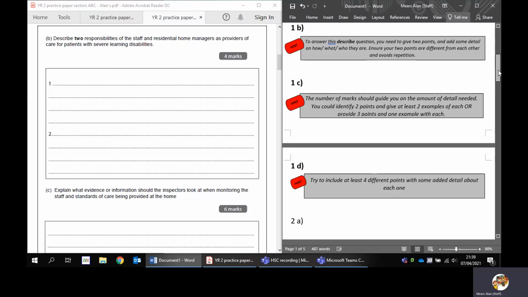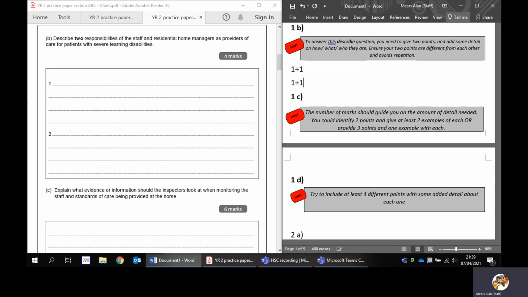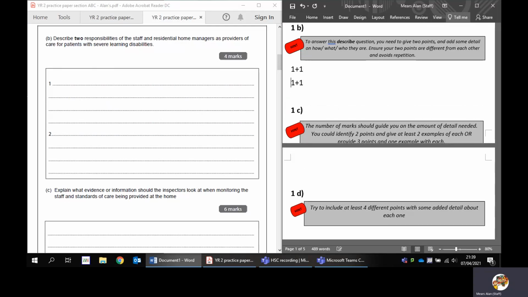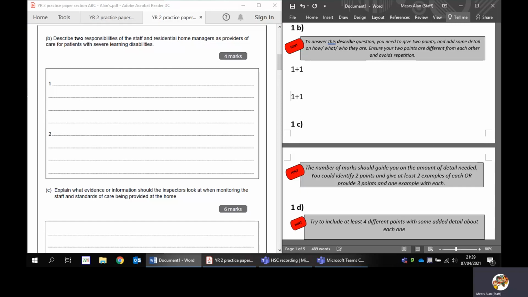Now with a 4 mark question like this, it's almost like a 1 + 1, but we're doing that twice. So it's like 1 + 1 and then 1 + 1. We need to give our points. So for our first 1 + 1, we could give a point and then briefly add a little bit more detail.